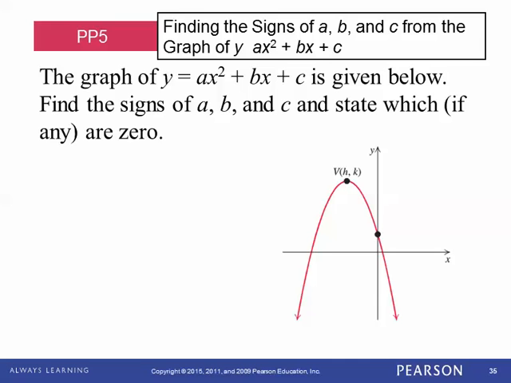A is positive or negative? Perfect. A is negative. A is less than 0 because it's going down. Next, B positive or negative? Well, that one takes a little bit of time to figure out here. And that's probably the one that needs to take the most amount of time. So remember, we do have a formula that connects B and A and H at the same time.